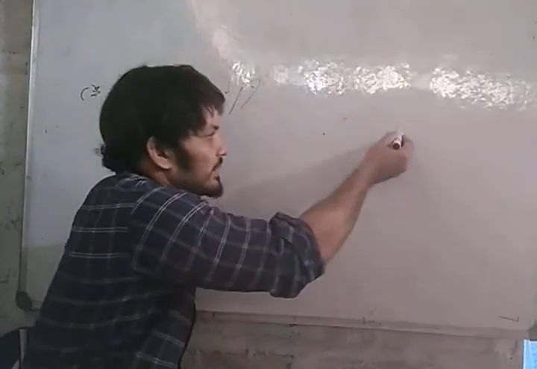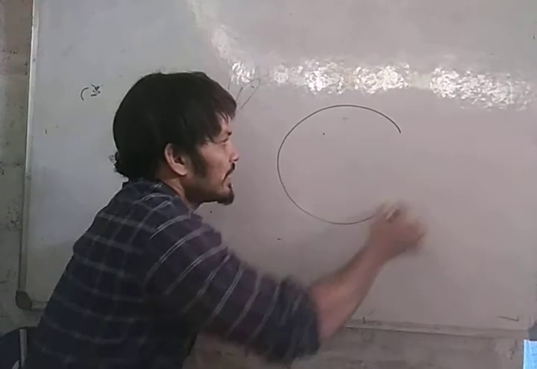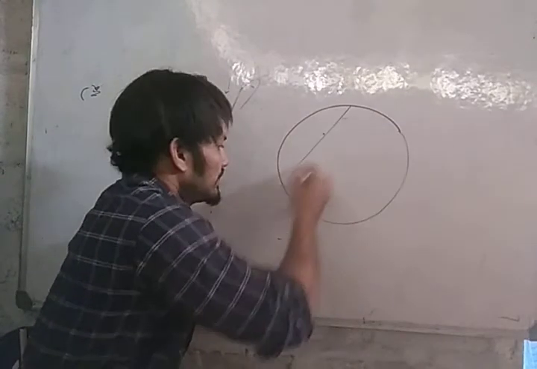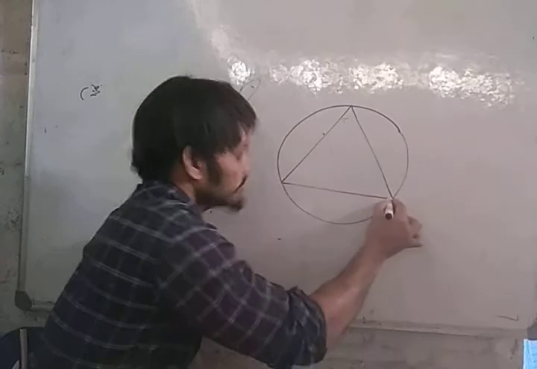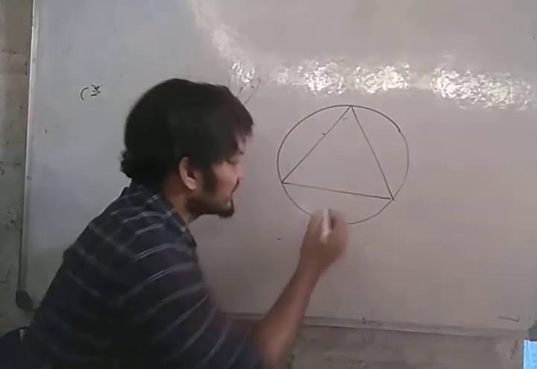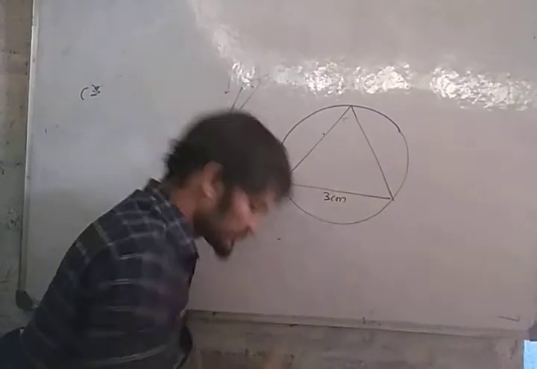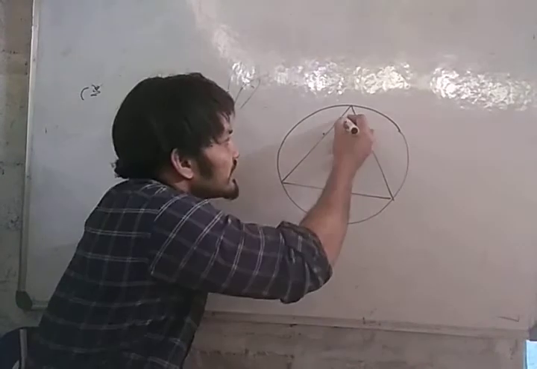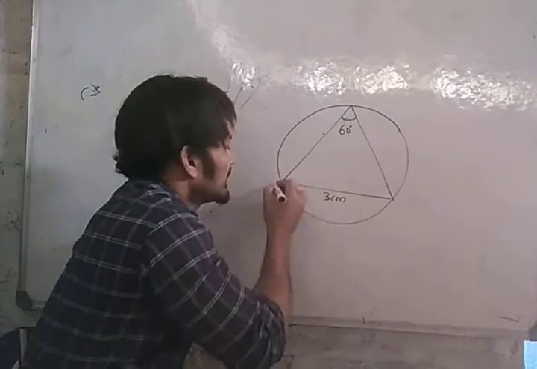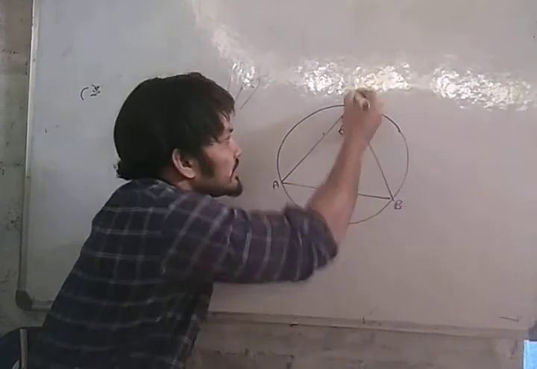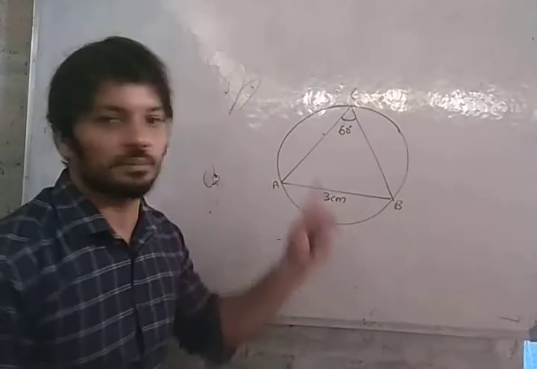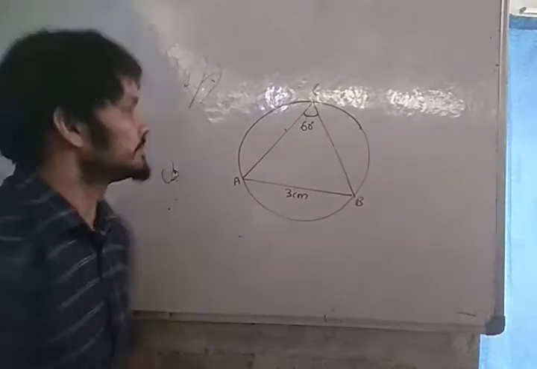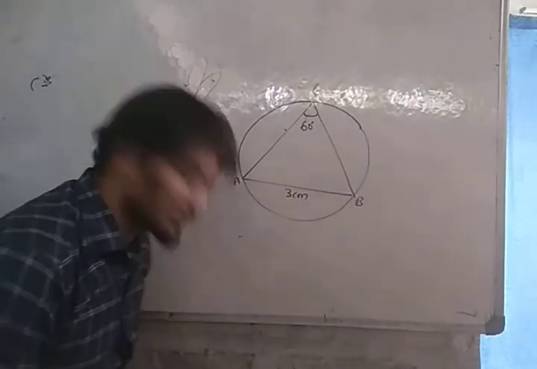There is a circle given. There is a triangle given. And here 3 centimeter. And here 60 degree. Here A, B, C. That is given. Okay, not given in the question, here up is C. Here asking the question: find the radius of the circle.